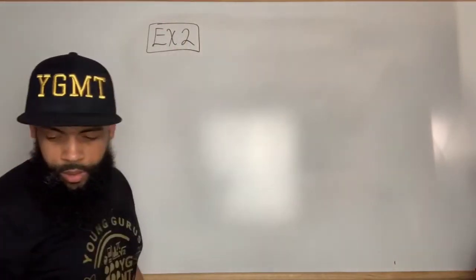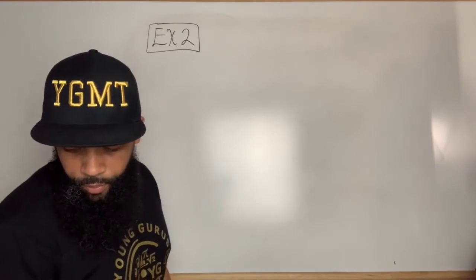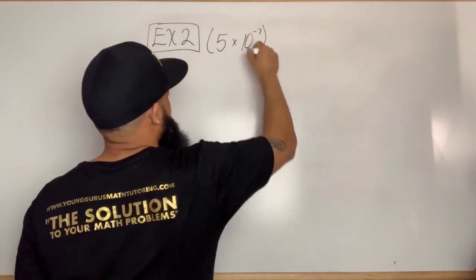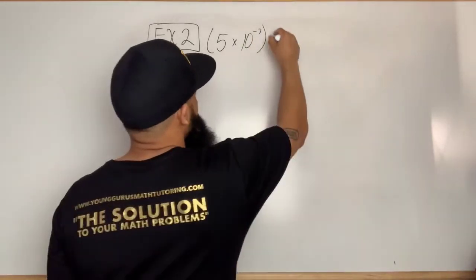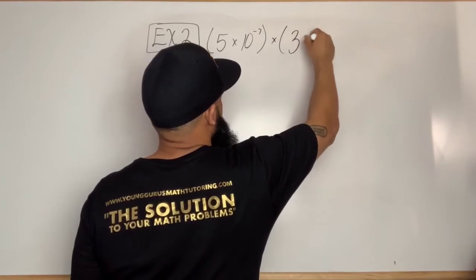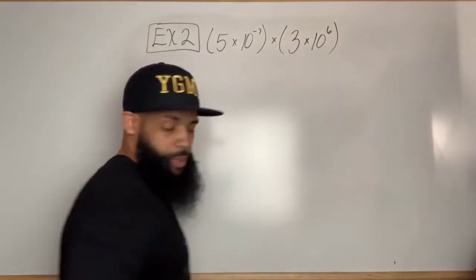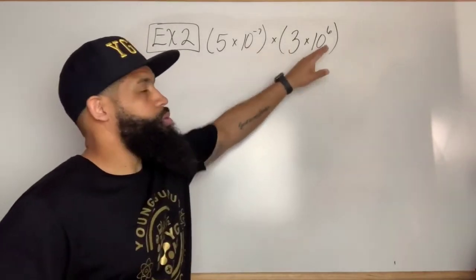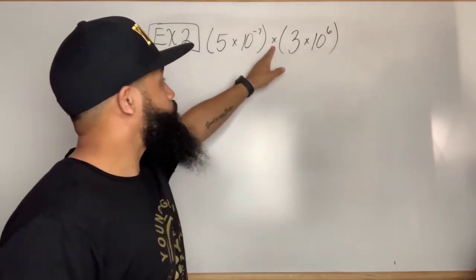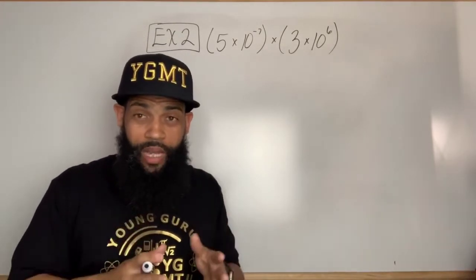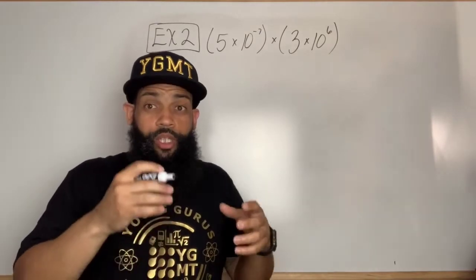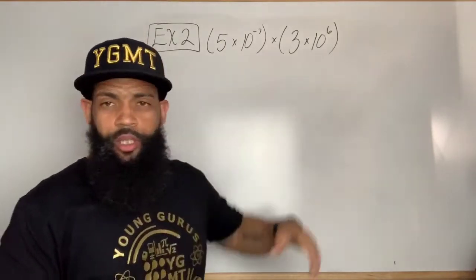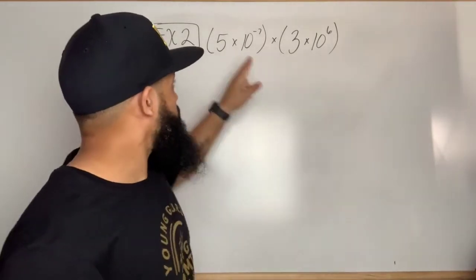Example 2. Let's say I have 5 times 10 to the negative 7th power times 3 times 10 to the 6th power. Watch. Now, they have different powers of 10. But because we're multiplying, we actually can apply the commutative property. The commutative property means we just change the order because it's all multiplication. So all we have to do is change the order of all 4 terms.